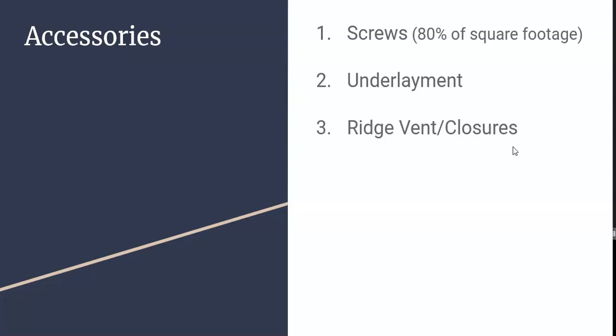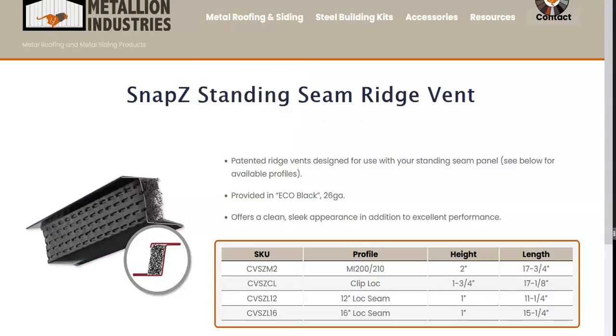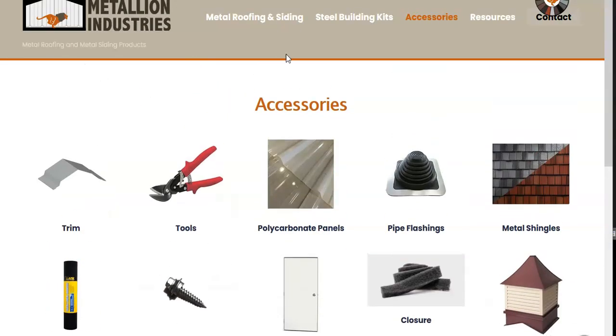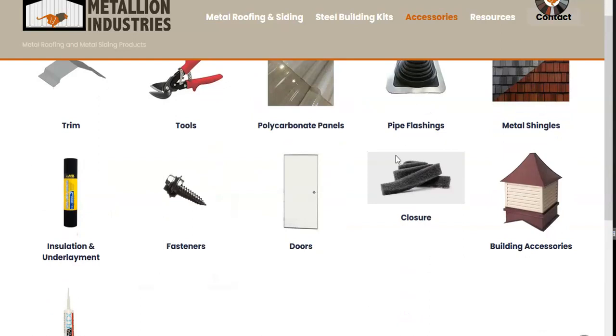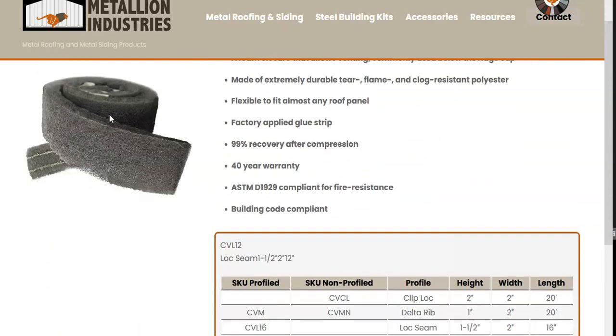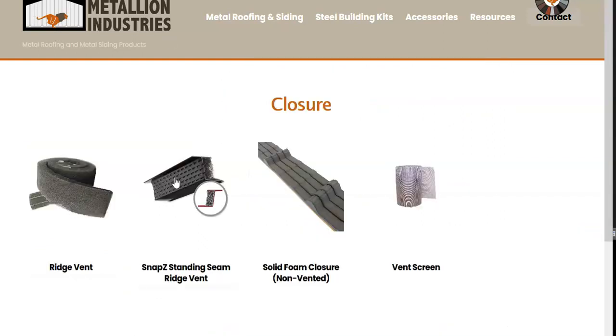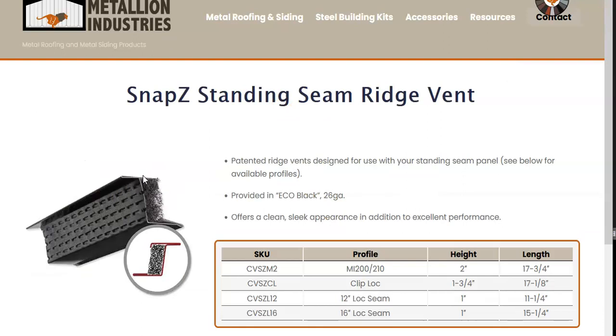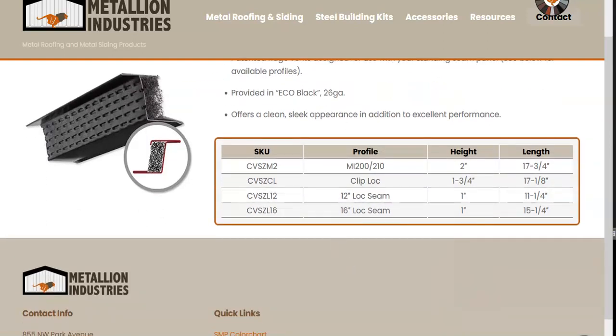Ridge vents and closures. If we were to go to Metallian Industries, for instance, they have accessories that you can see: the pipe flashings, the closures. There's this stick-on product, not so secure, but might get the job done for you. This is a lot more secure. It's perforated metal with a fire-rated vent in there. So lots of different accessories.